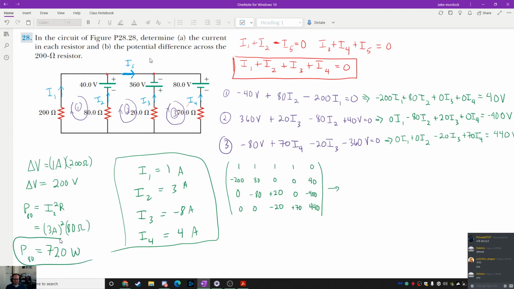This is the kind of question you're going to see show up. It'll ask, find the current, then find the power going through one of these resistors. Also the kind of stuff that's going to show up on the exam next week. And that's it. That's how you do these problems.